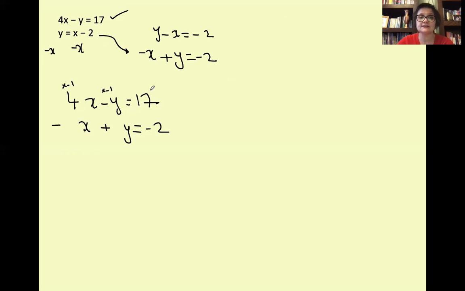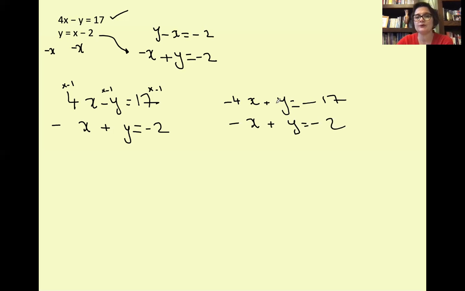So the y's are both positive, all right? So I can get rid of them by subtracting. Again, subtraction, that's what I like to use, right? So the first one becomes minus 4x, minus 1 times minus 1 becomes plus y equals minus 17. And the second one becomes minus x, it stays as it is, plus y equals minus 2.